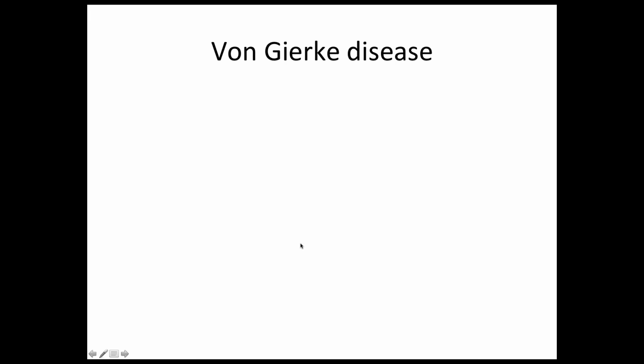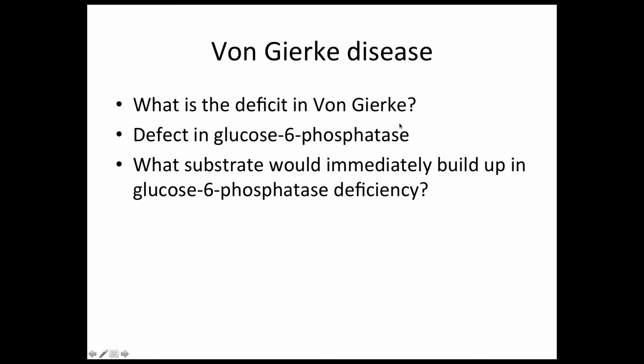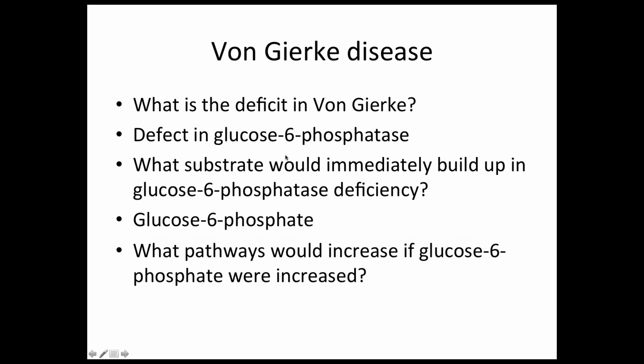Perfect. So von Gierke disease, however you want to say it. What is the deficit in von Gierke, Manu? It's a deficiency in glucose 6-phosphatase. Perfect. And so what substrate would immediately build up if you had a glucose 6-phosphatase deficiency? G6P. Yeah, perfect. Glucose 6-phosphate. Excellent. So what pathways would increase if you had an increase in glucose 6-phosphate, Manu?